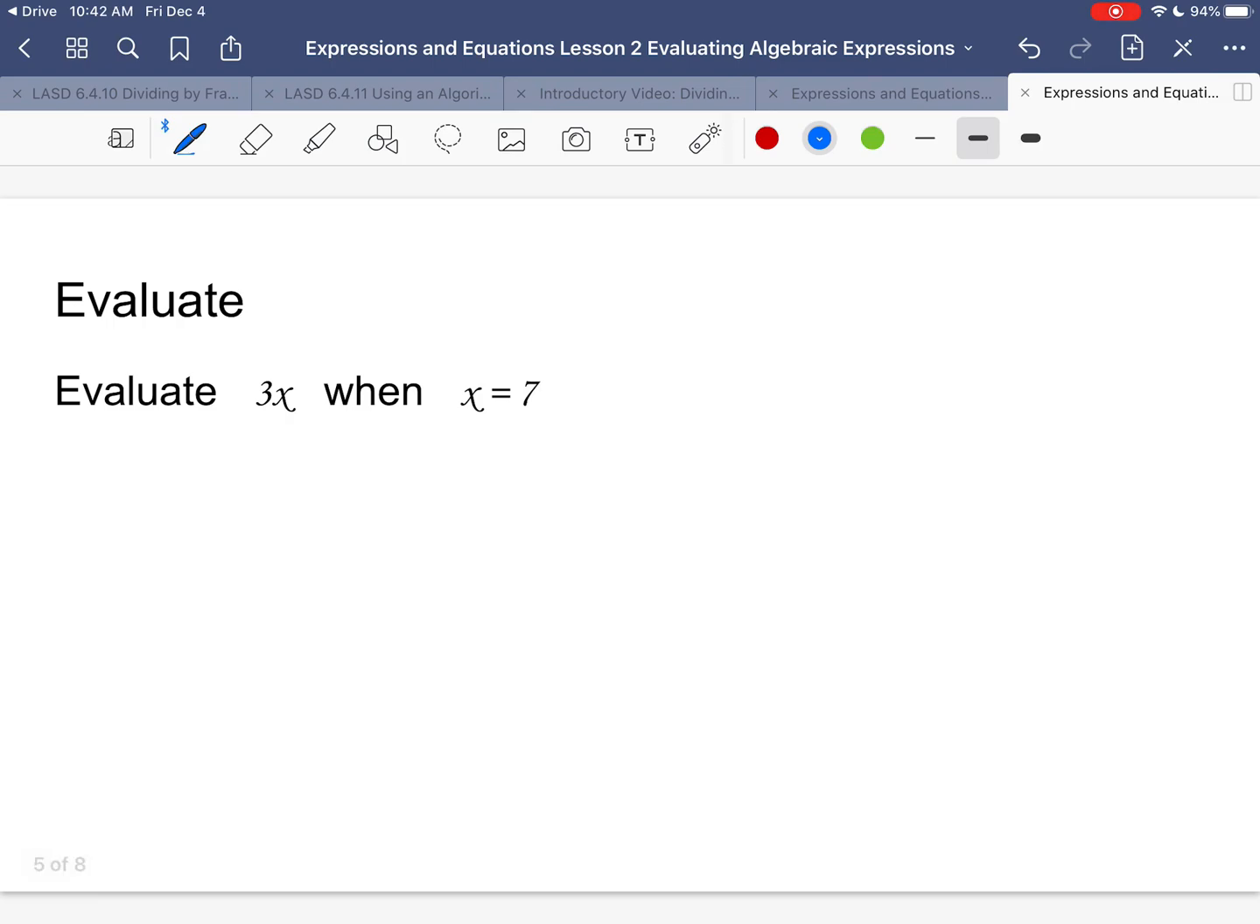Let's look at a multiplication expression, 3x. Now, I say it's multiplication when we see a coefficient or a number right next to a variable. It's implied that there is multiplication there. It's really 3 times x. And so we will substitute 7 for x, 3 times 7, which is 21. So when we find the value of the expression 3x when x equals 7, it's 21.